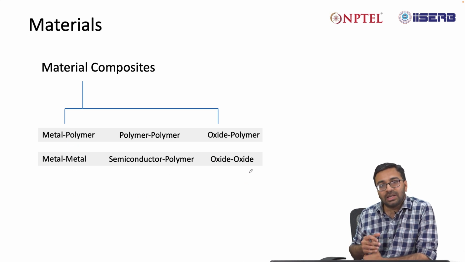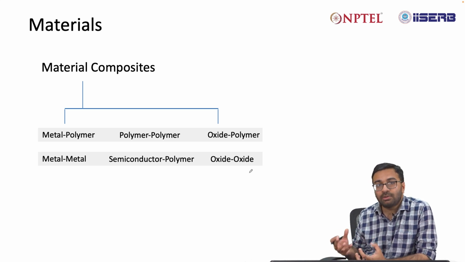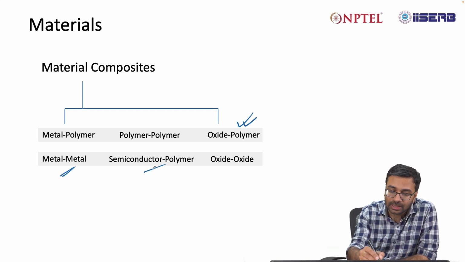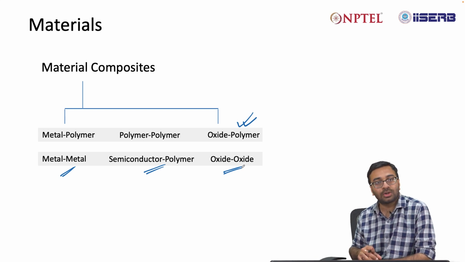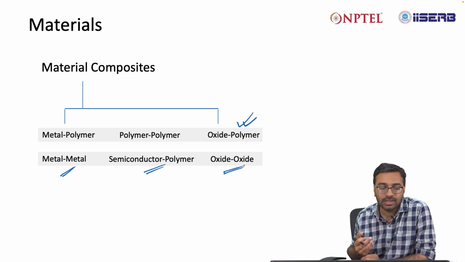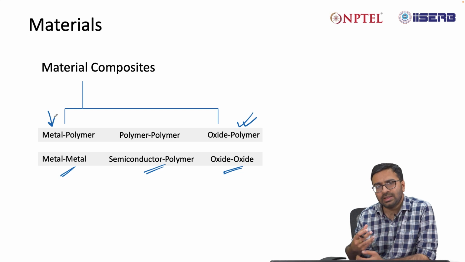Then we have different material composites. This is again interesting. You may find there are materials where people mix metal with polymer, polymer with polymer, oxide materials with polymer, metal with metal, semiconductor with polymer, oxide with oxide. So, they create different composite materials in order to tune their electrical properties or sometimes mechanical properties. If you want a material to be more conductive, one way is to introduce metal nanoparticles or metal nanocomposites, or metal in certain form into it, so that the conductivity increases.